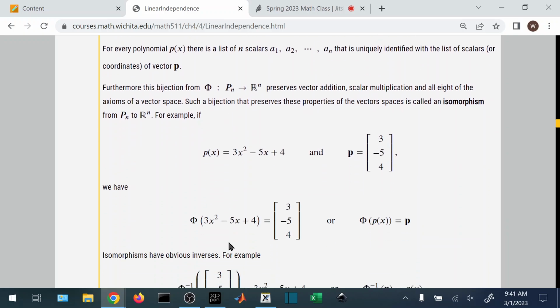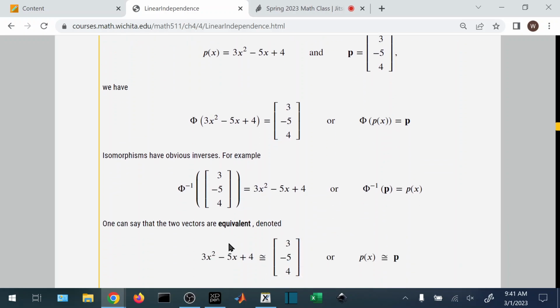So if we are using MATLAB or Fluent or Fortran, or C++, how do we represent 3x squared minus 5x plus 4? We just use the vector 3, negative 5, 4, right? 3x squared minus 5x plus 4. Where instead of i hat, j hat, and k hat, the canonical vectors are x squared, x, and 1, right? Does this make sense? And so there is this isomorphism, capital Phi, that maps 3x squared minus 5x plus 4 to the column vector 3, negative 5, 4. And it's invertible, so its inverse would map the vector 3, negative 5, 4 to the polynomial 3x squared minus 5x plus 4.